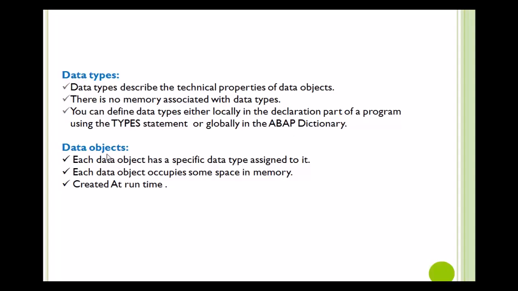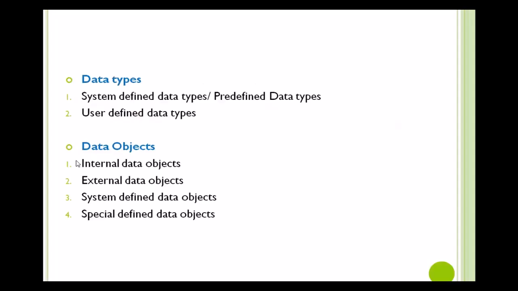Next, data objects. Each data object has a specific data type assigned to it. Data objects are created at runtime, so each data object occupies some space in memory. Without data types, we cannot create data objects. So first we'll focus on data types.